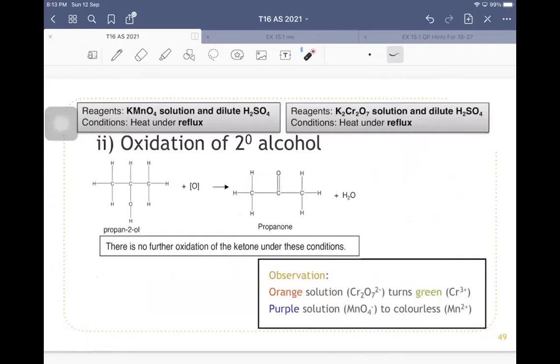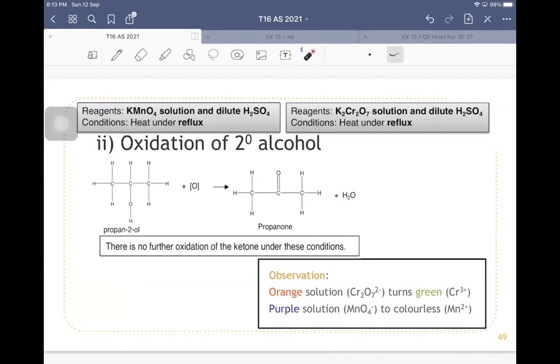Moving on to the next type of oxidation, secondary alcohol can be oxidized into a ketone, if you still remember from the first slide that I showed you earlier on. The reagent is the same. You can use potassium manganate or you can use acidified potassium dichromate. There is no specific setup. You will just heat it under reflux.